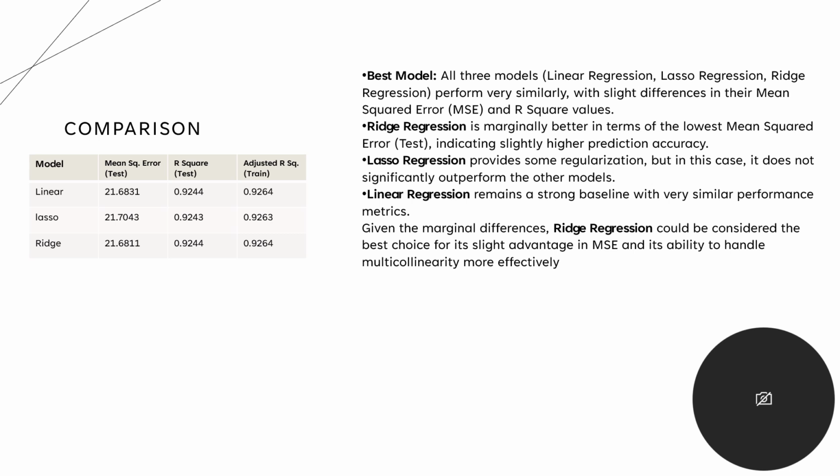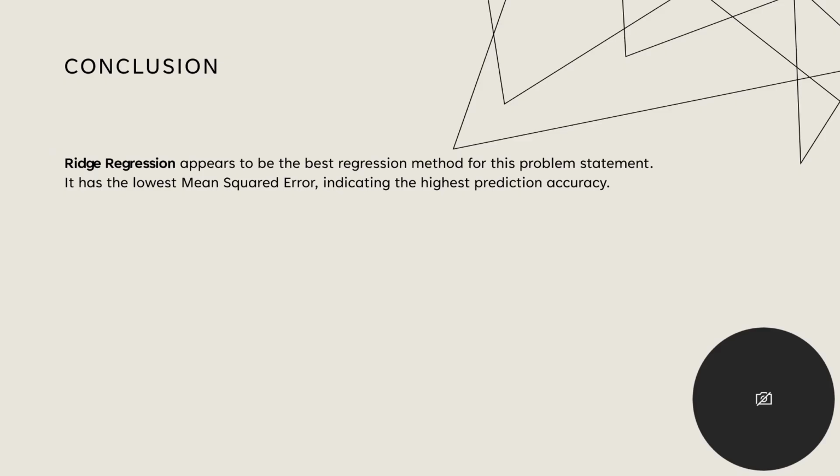But given the fact that ridge regression is marginally better in terms of lowest mean squared error, it can be concluded that it appears to be the best regression method for this problem statement. So that will be the end of my presentation.